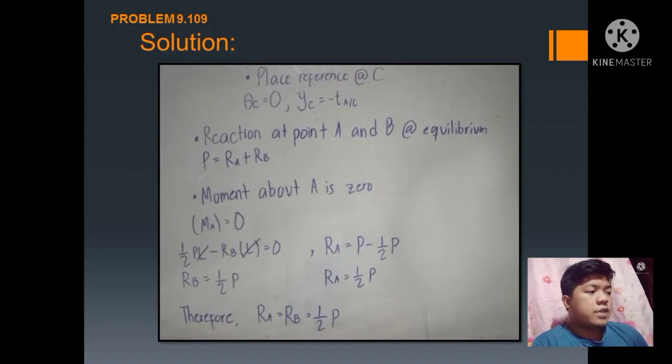Then to solve the reaction at B, we have to solve this equation: 1/2 PL minus reaction at B times L equals 0. Then our RB will be equal to 1/2 P. And the reaction at A is also 1/2 P by solving that equation.